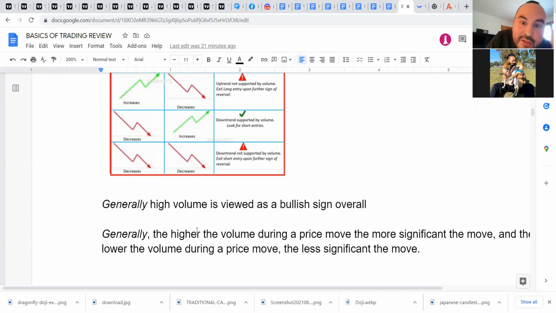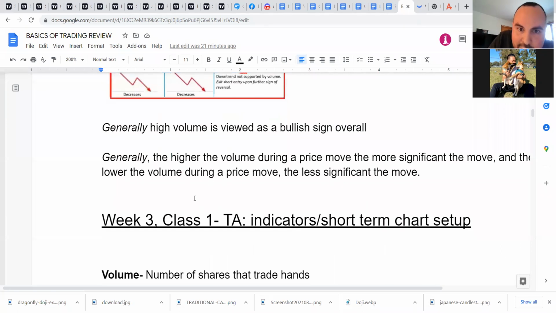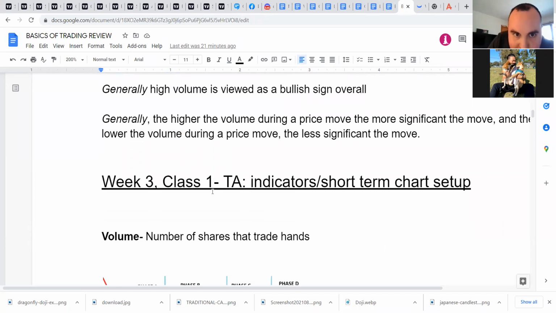And generally, the higher the volume is during a move, the more significant the move. The lower the volume, the less significant the move. That's pretty much what I just said in different words. This one here, I'd like to add a little bit onto it.